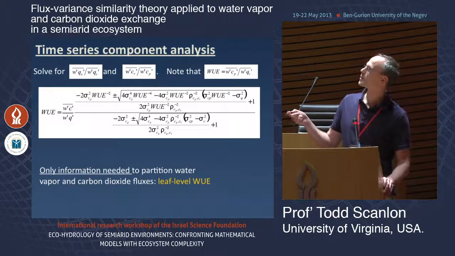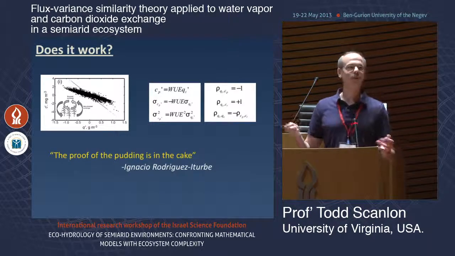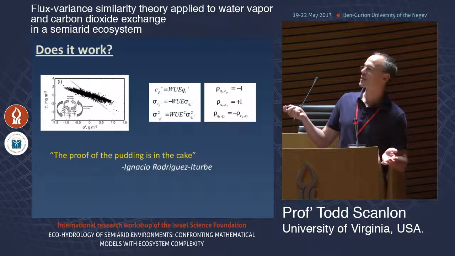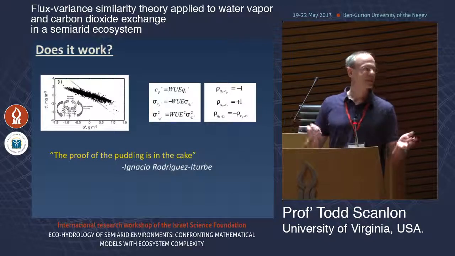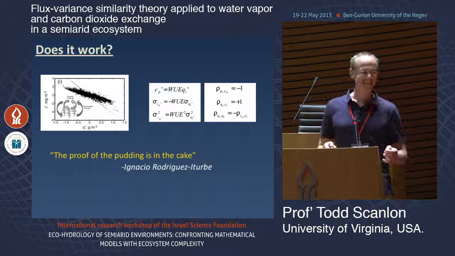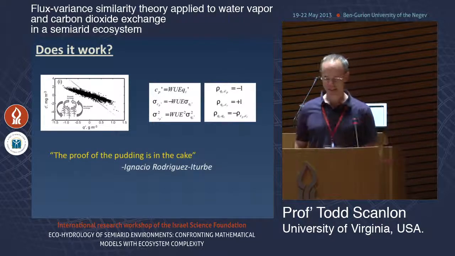So I've gone through an example, just a qualitative example of what's going on here. I've gotten to some of the mathematics. The question is, does it work? As my former postdoc advisor would say, the proof of the pudding is in the cake, which I'd never really understood what it meant. But you always use that in the context of we need to throw some data at this idea.